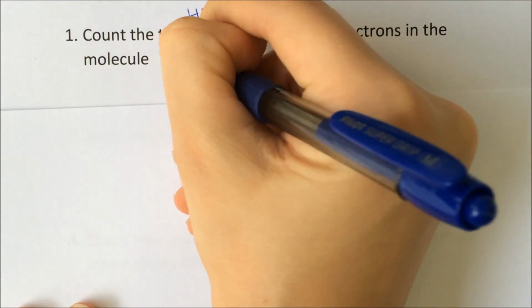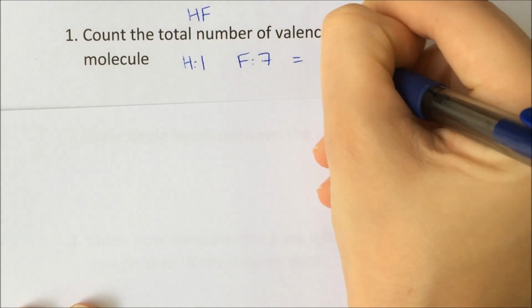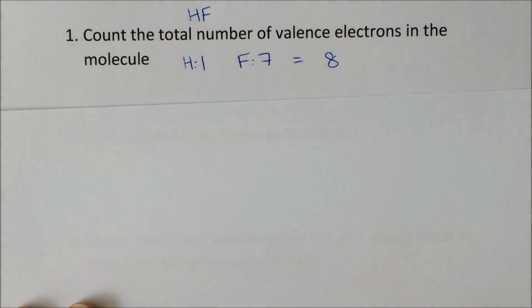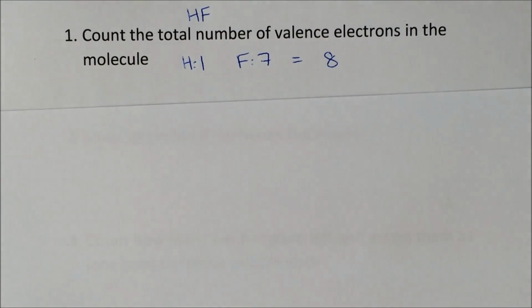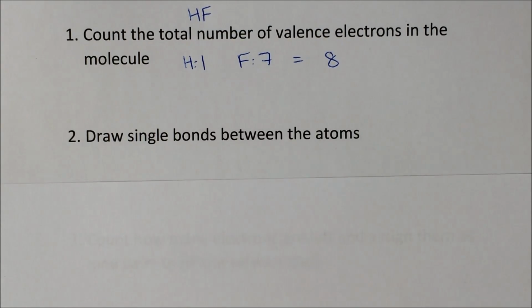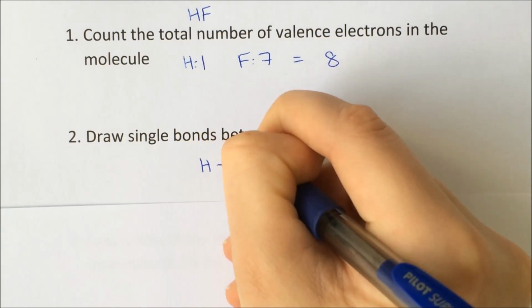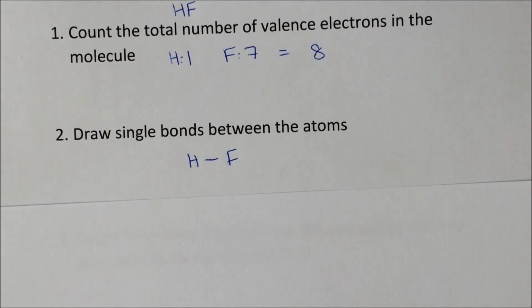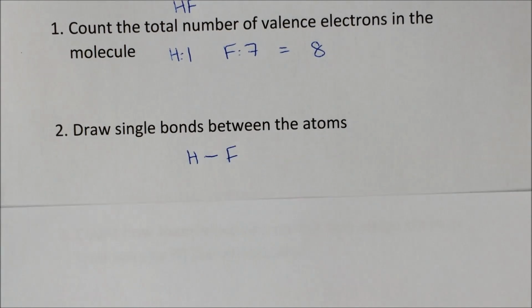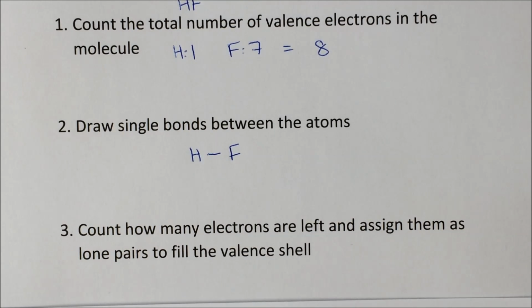So our hydrogen gives us 1, our fluorine gives us 7. That gives us a total of 8 valence electrons, and we need to keep track of this in our final Lewis structure. The next step in drawing a Lewis structure is to draw a single bond between the atoms. Here we've got our hydrogen and our fluorine, and we've drawn a single bond between the two. The next step is to count how many electrons we have left and assign them as lone pairs to fill the valence shells of each of the atoms.